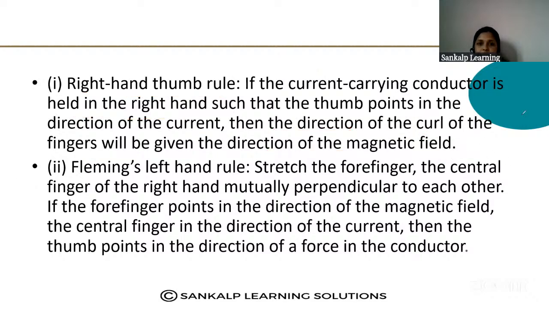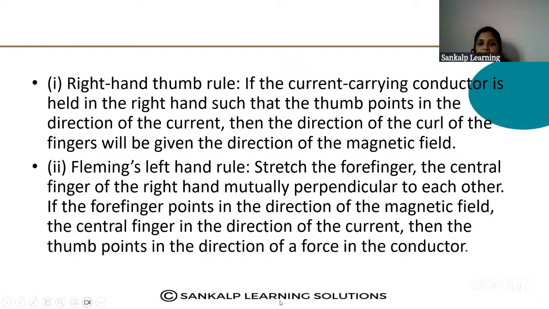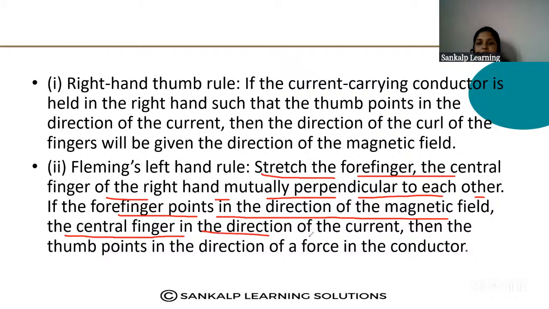The second one is the force experienced by a current carrying straight conductor placed in a magnetic field which is perpendicular to it, that is Fleming's left hand rule. Stretch the forefinger, the central finger and the thumb of the left hand mutually perpendicular to each other. If the forefinger points in the direction of the magnetic field, the central finger in the direction of the current, then the thumb points in the direction of the force on the conductor.